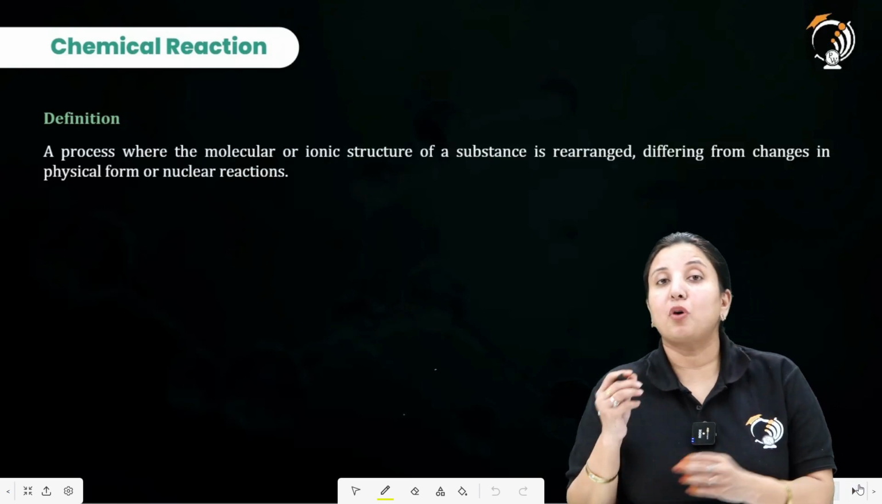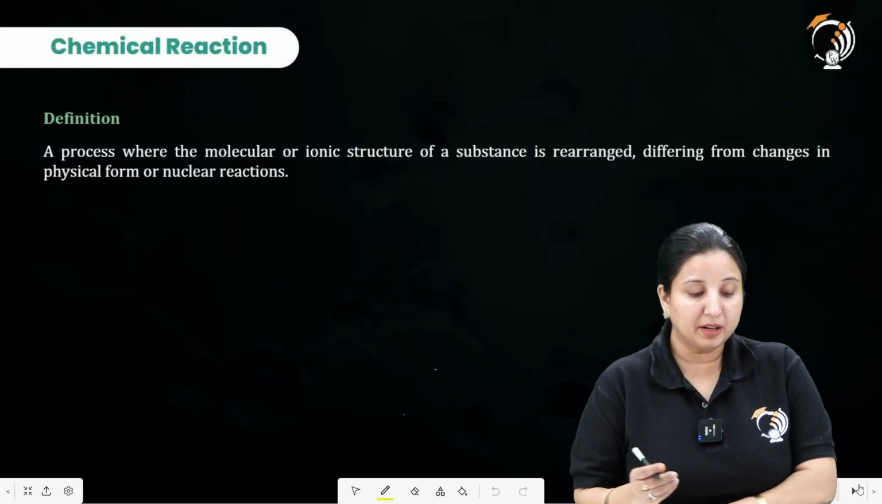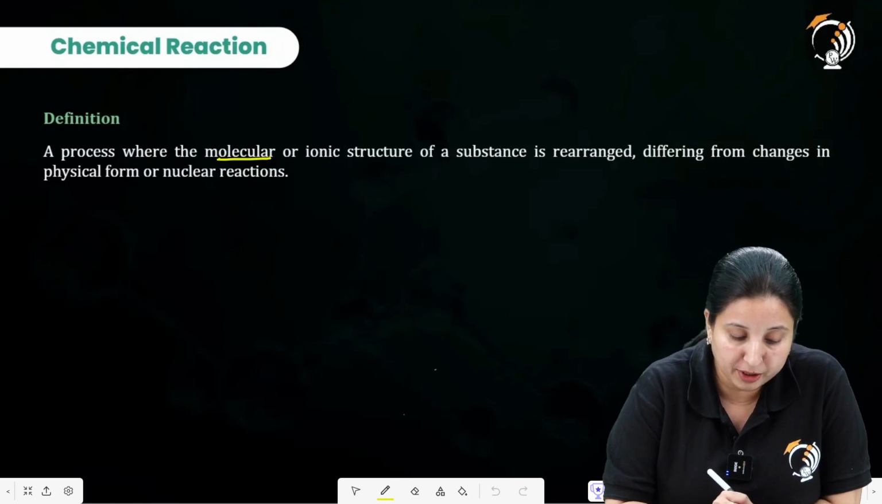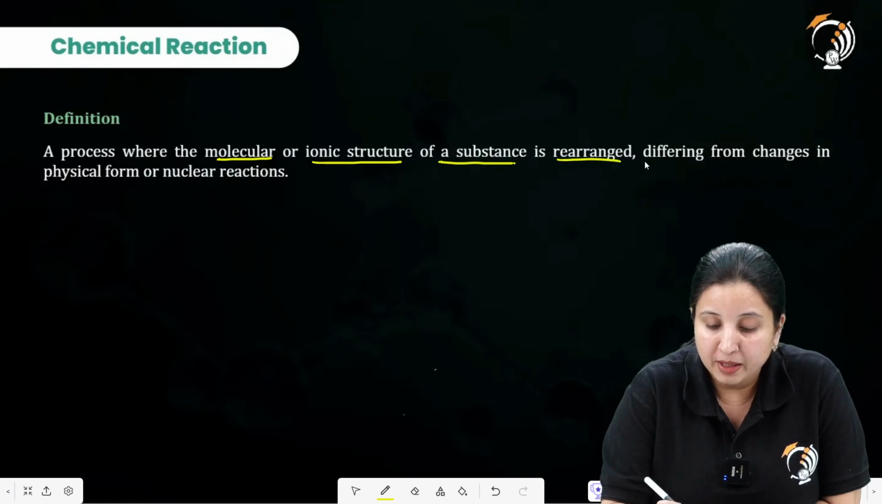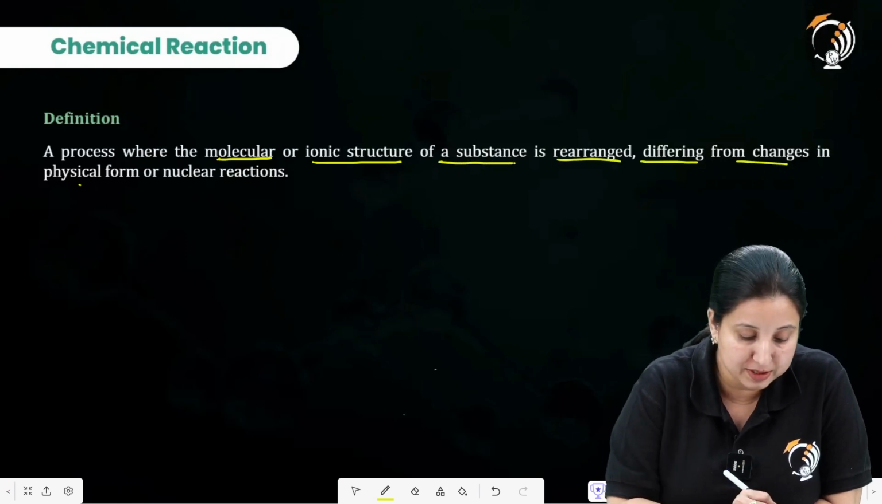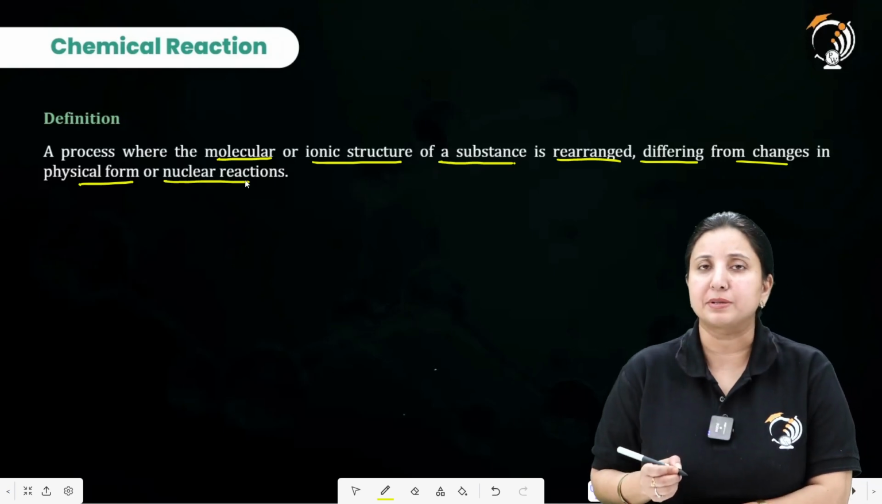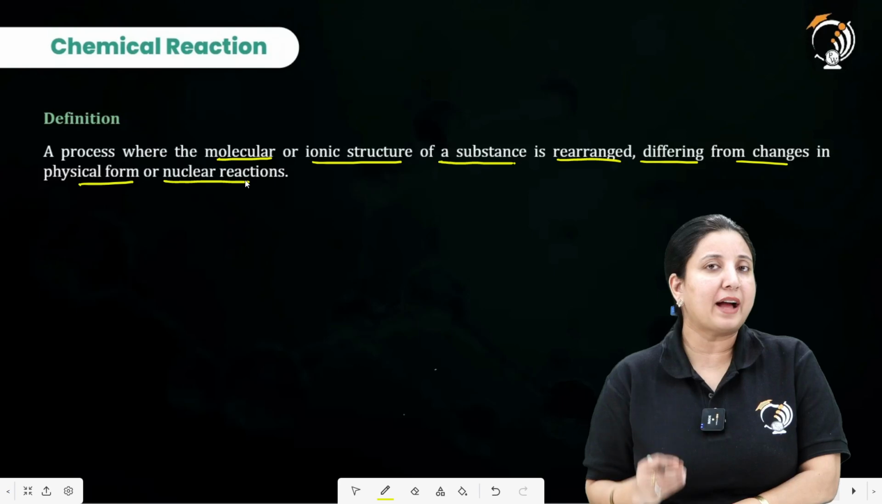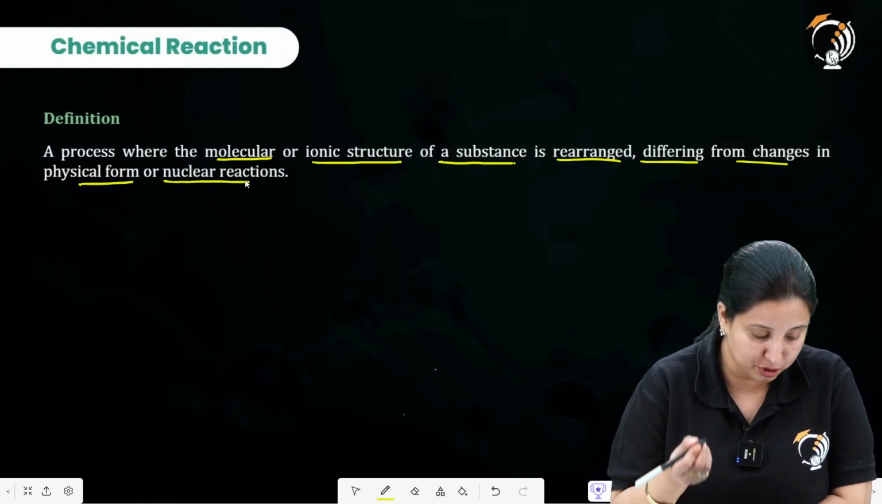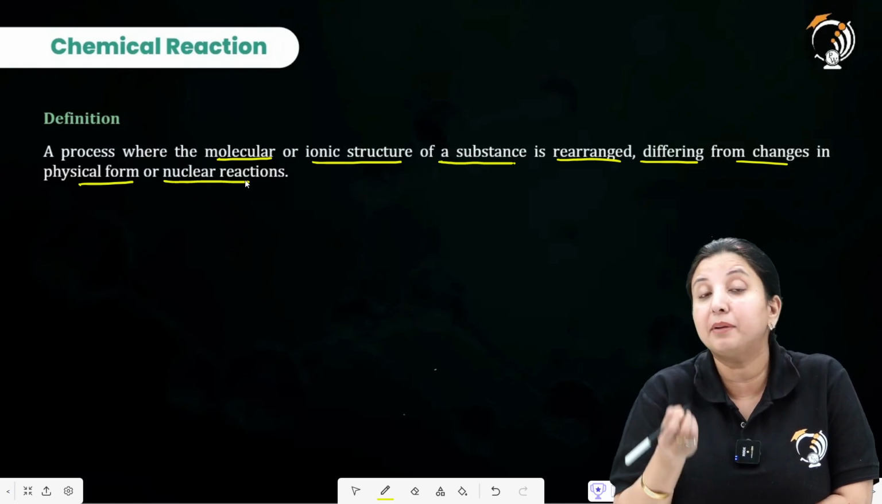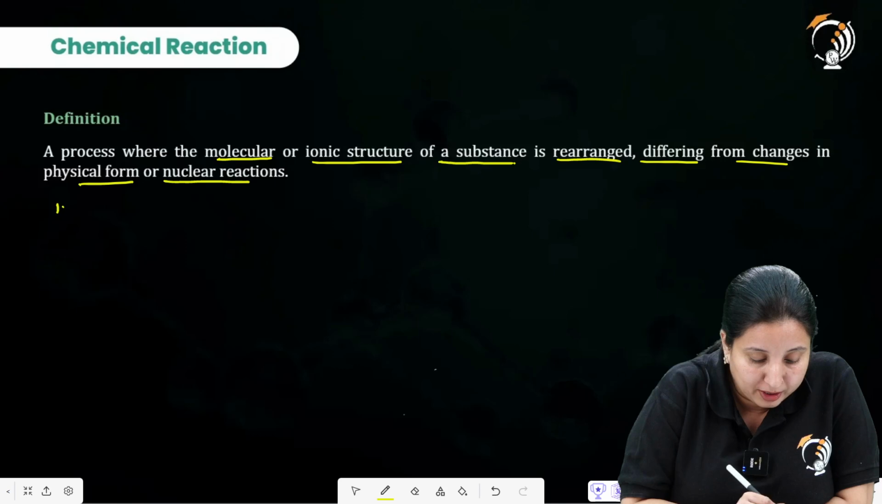So here comes what a chemical reaction is. A chemical reaction is a process where the molecular or ionic structure of a substance is rearranged, differing from a change in physical form or a nuclear reaction. Now, how will you say that a chemical reaction has taken place or not? A chemical reaction can be accompanied by the following factors. Now, what are the factors?